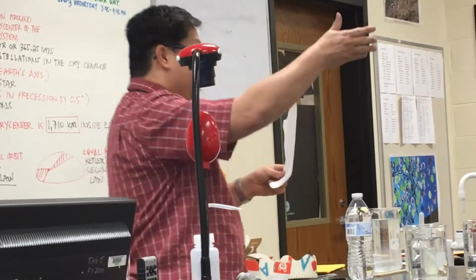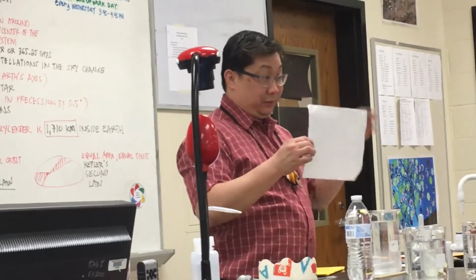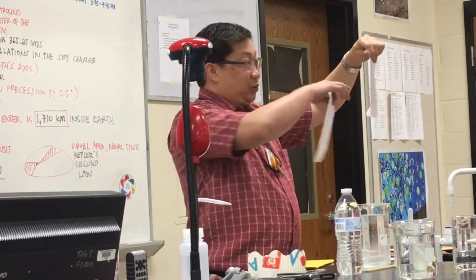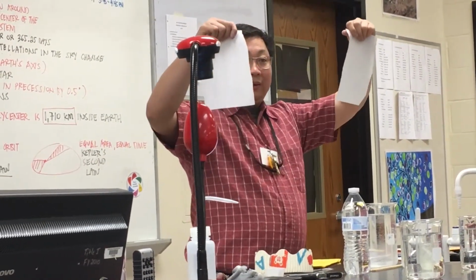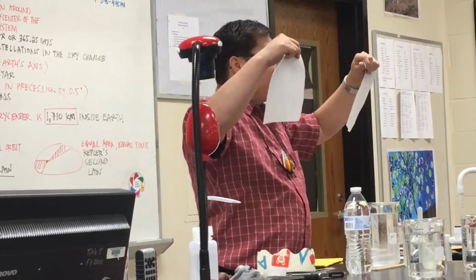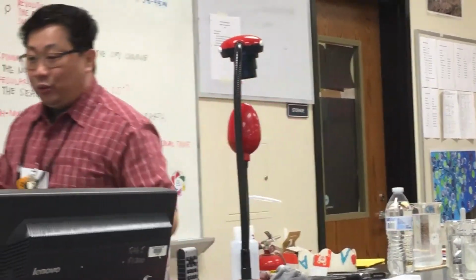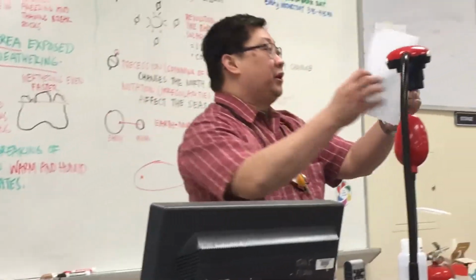Anyone? Yes? Rip it. If I rip it, what happens? This one is exposed. This one, this one, this one, this one. They're still exposed. Then you just have to add the two. So, anyone else? How can we decrease the surface area of this paper right here? Crumple it up.